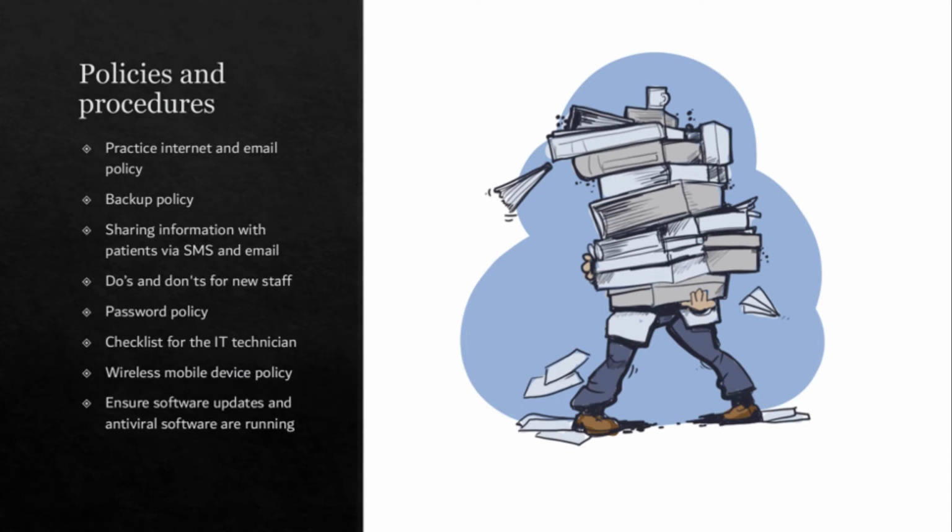So the next thing to consider are the policies and procedures that need to be employed within the practice. There are sample policies obtainable in the appendix section of the document, with important policies to consider, and some of them even for staff to sign up to. One important one would be the practice internet and email policy. Another one would be the sharing of information with patients using email and SMS text. An overview of do's and don'ts for any new staff attending the practice is advisable.